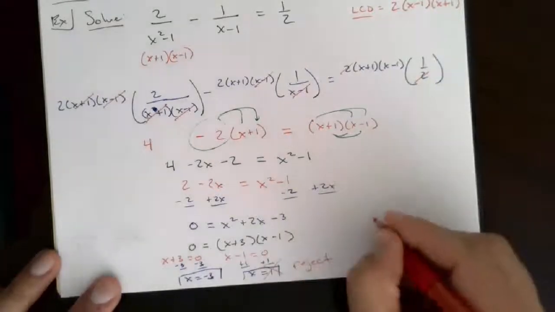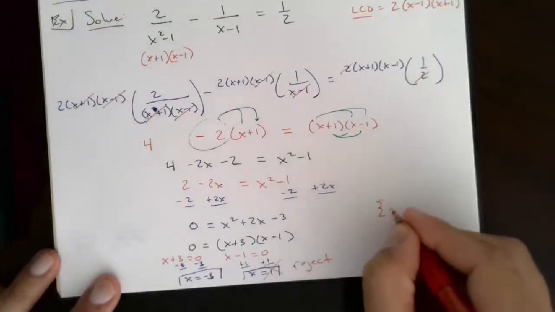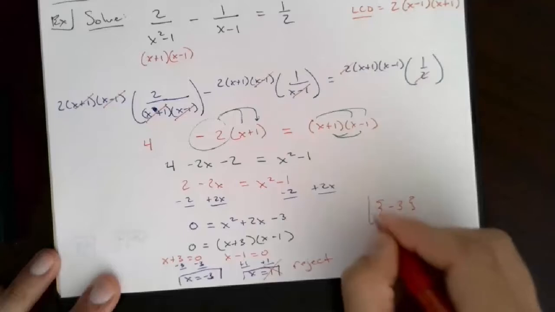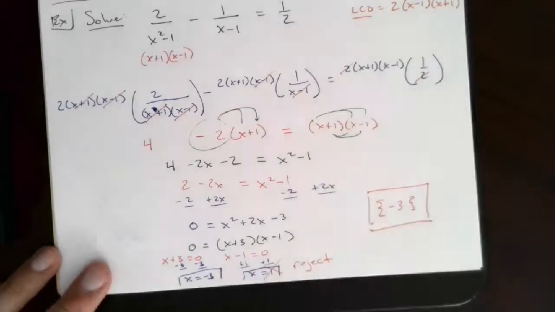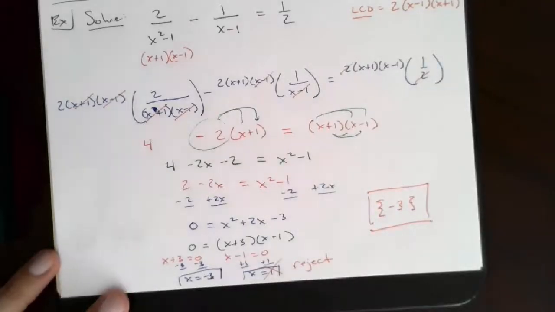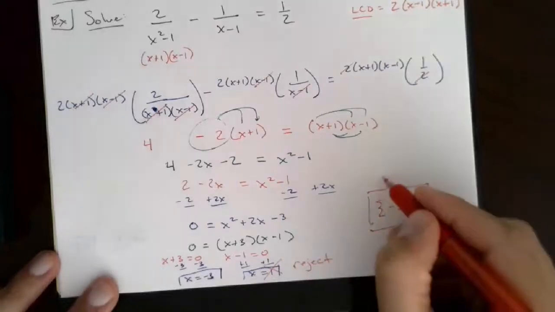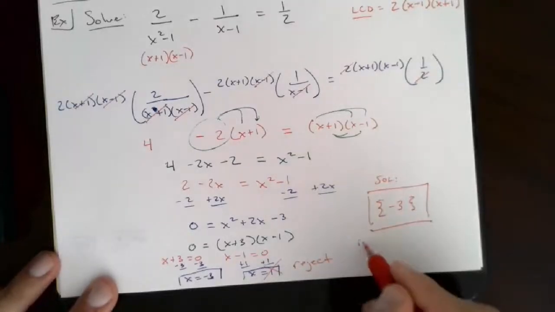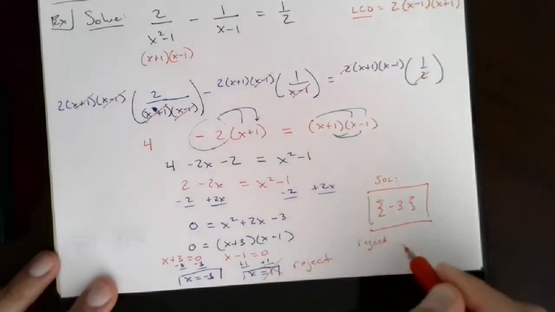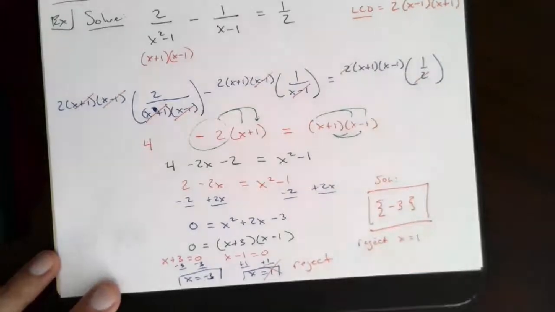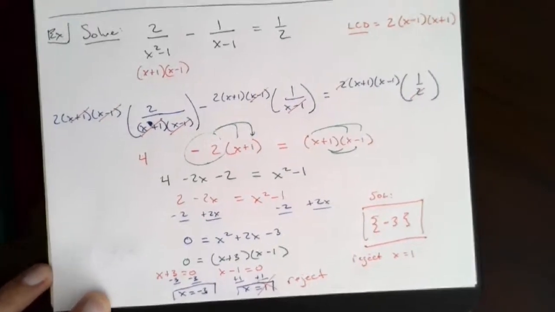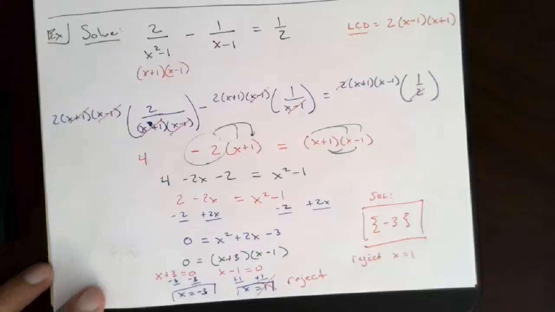So my only solution is negative 3, so you'd write this as negative 3 in the set notation. If I didn't ask you for set notation, just writing x equals negative 3 is fine. But this is the solution. We rejected x equals 1 because it made one of the original fractions undefined. Actually, 2 of them, right? It made the denominator 0 in one of the fractions, or in this case, 2.